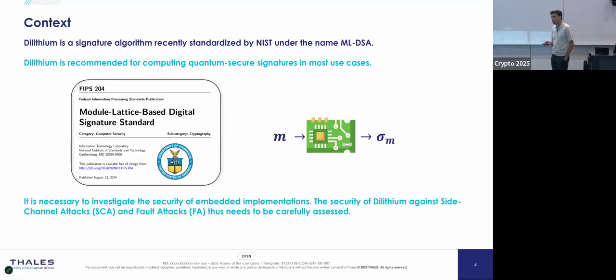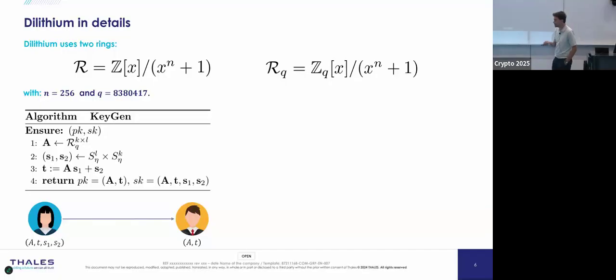And it is recommended to compute a signature in most use cases. Therefore, it will be necessary to investigate the security of embedded implementations that will use Dilithium, principally against side channel or fault attacks. Even if our work is not directly a fault attack or a side channel attack against Dilithium, it is in this context that we ask such a question, and I will try to explain why later. Okay, so first I will explain in detail how Dilithium works.